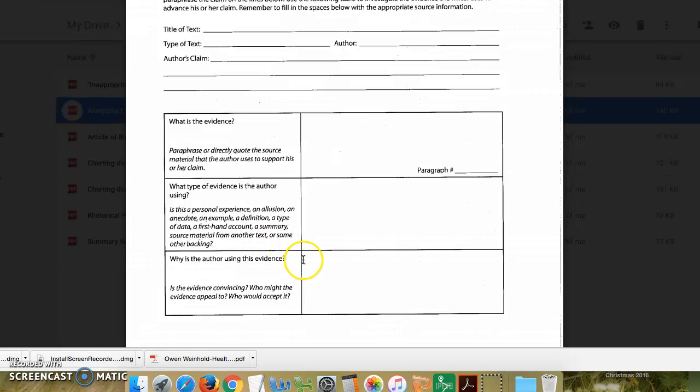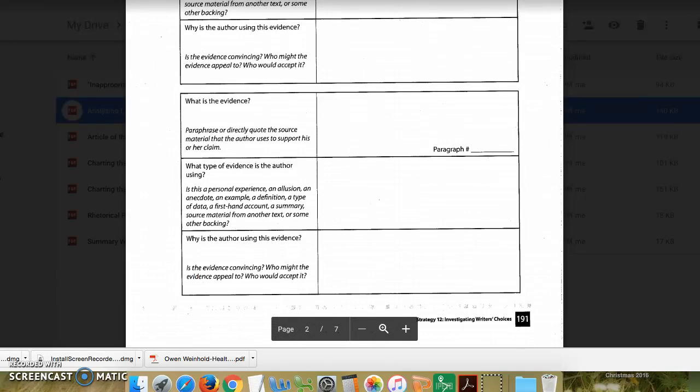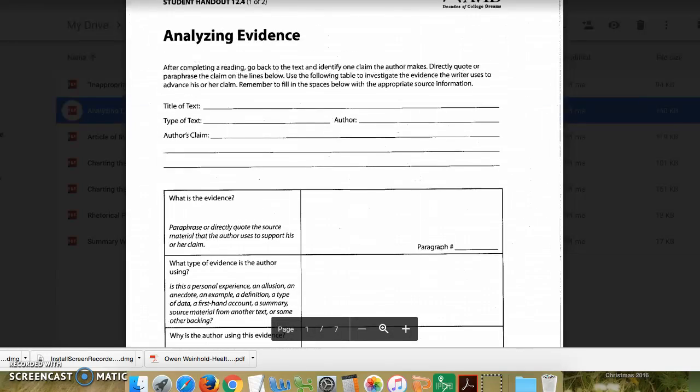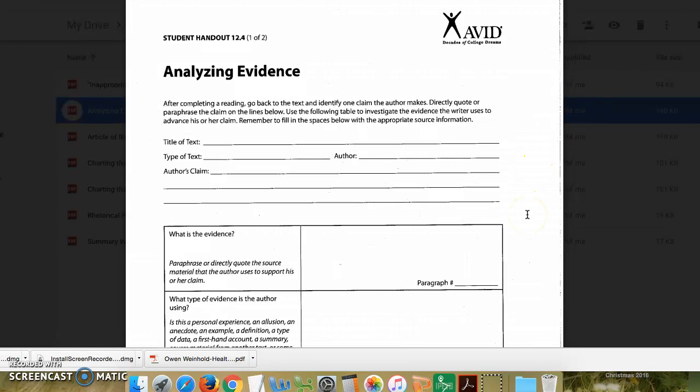And then the big part is, why is the author using this evidence? Why did they put this data or this study or this person's opinion or story into their article to support their claim? That would go here. That's higher level processing for our students, but why is that evidence used to support the author's main claim? They would end up doing that 3 times within their article to figure out, okay, I know what the author wants me to know, but how are they using evidence to support that idea?